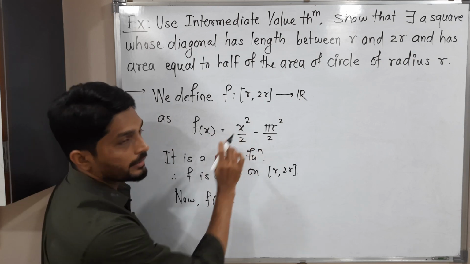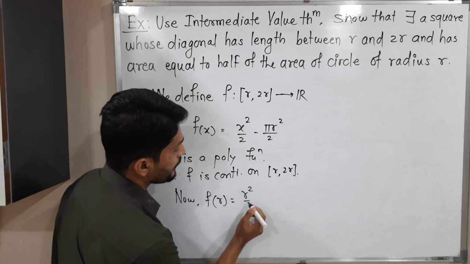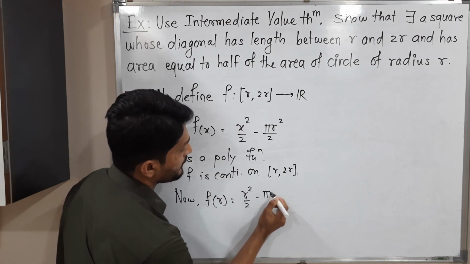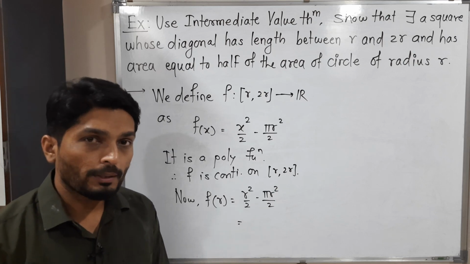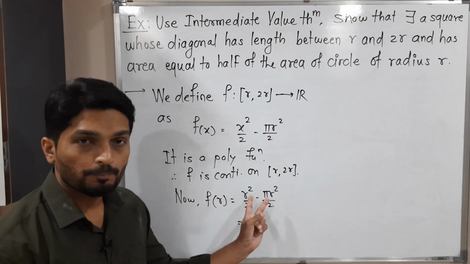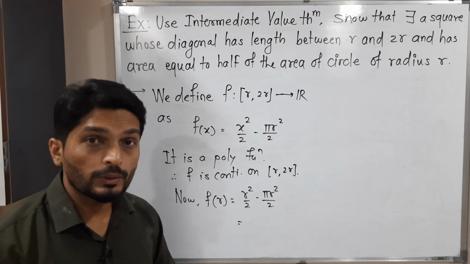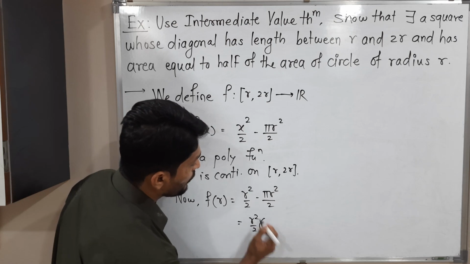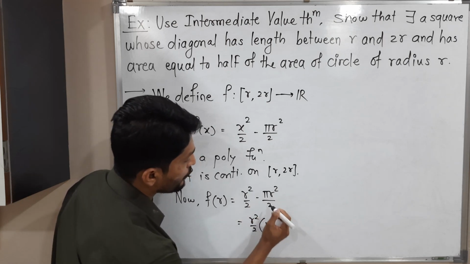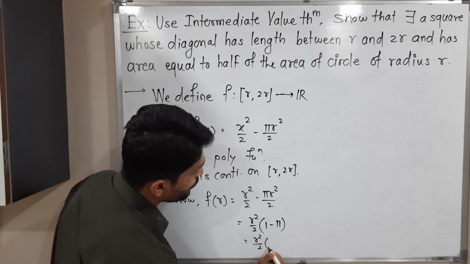Now let us find the value of f at the starting point r. See, I am going to put r here. Tell me what will I get? Replace x by r. So r square by 2 minus pi r square by 2. Tell me, can we take anything common? R square we can take common. Having the same denominator, so that 2 in the denominator also we can take common. So r square by 2 common. So only 1 is there, and r square by 2 if you cancel, pi is there, right? So r square by 2, 1 minus pi.